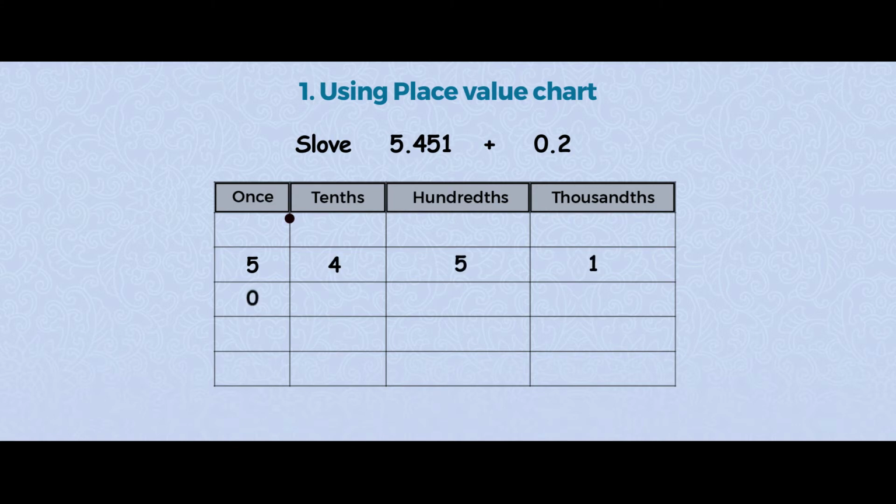5.451 plus 0.2. So do it on your own. Next, let's go to way 2. This time we'll use the algorithm. Here we don't use a place value chart.